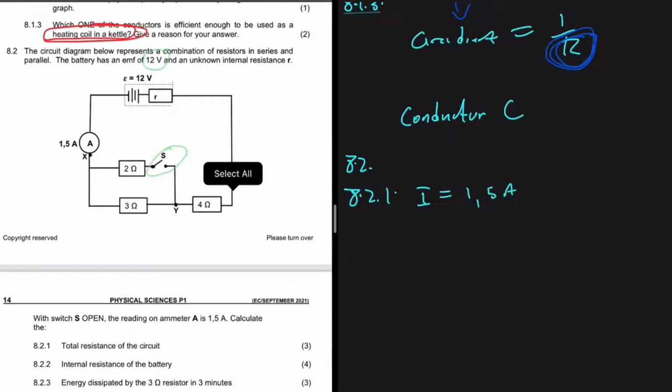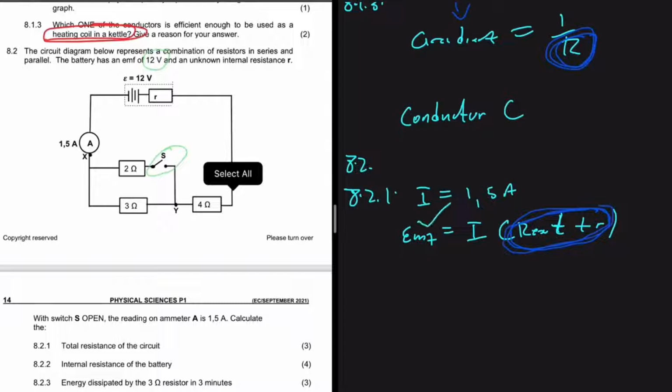And then 8.2.1 says let's calculate the total resistance of the circuit. We have internal resistance, so we cannot just use V equals I multiplied by R. We have to use EMF equals the current multiplied by the external resistance plus the internal resistance. The question says let's find the total resistance of the circuit, so we're looking for R external plus internal resistance.